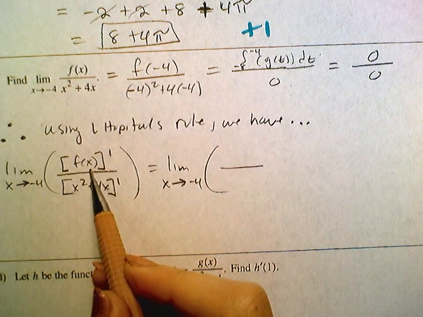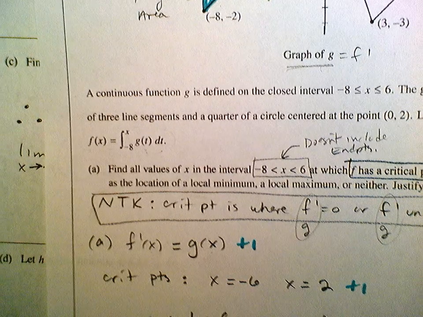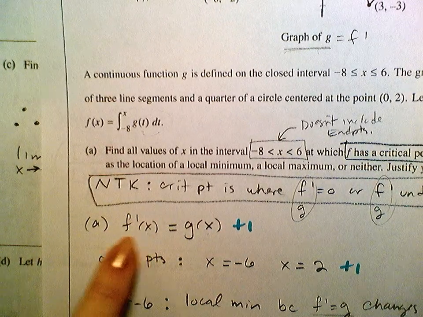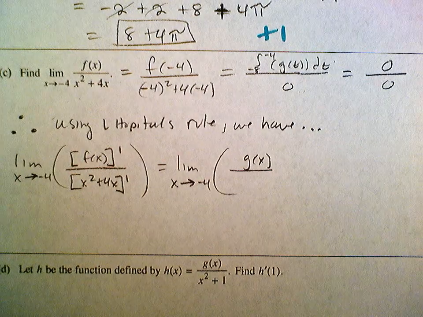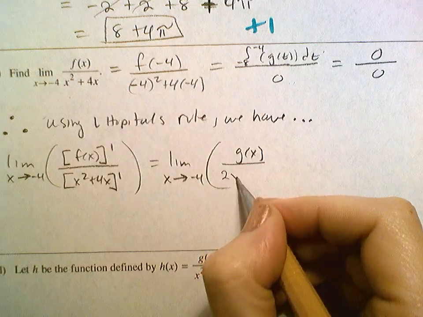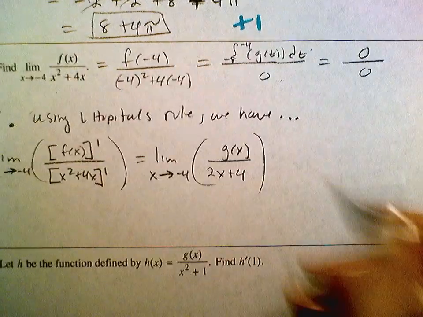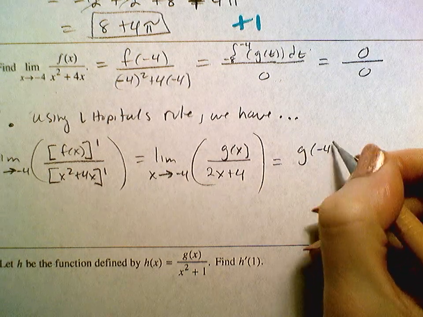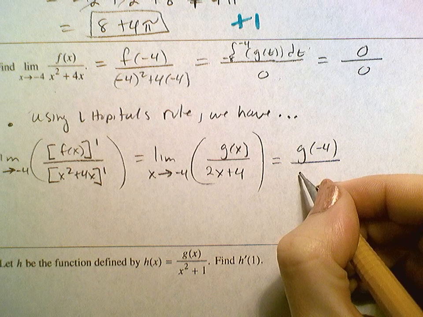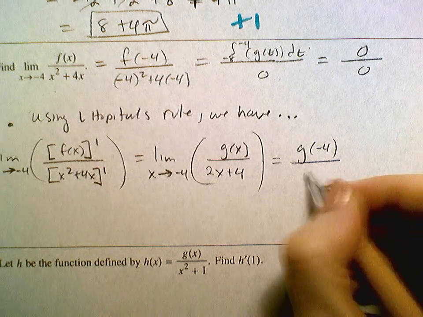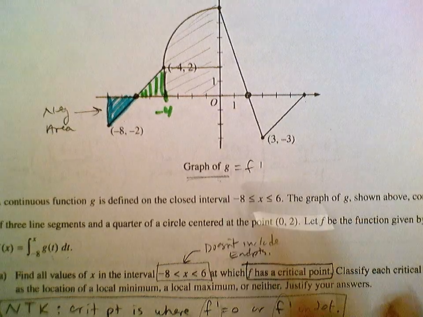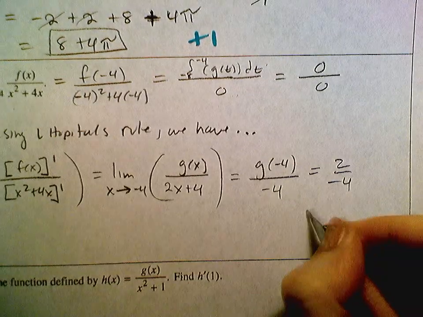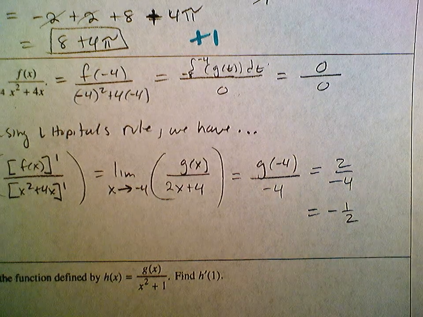Now the derivative of f, guys, we already know. So these problems really build on each other. We've already found this. You always want to use things that you've already found. And then down here, you can do that. So 2x plus 4, and then you direct substitute: negative 8 plus 4 ends up being negative 4. So g of negative 4, guys, this is the graph of g. At negative 4, the y value is 2. So this is 2 over negative 4 equals negative 1/2.